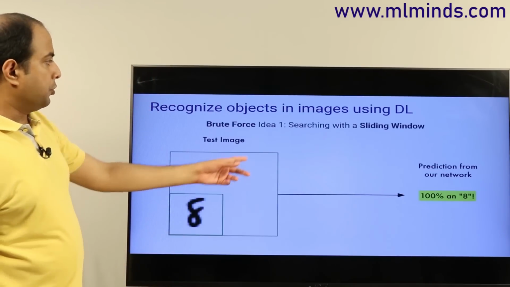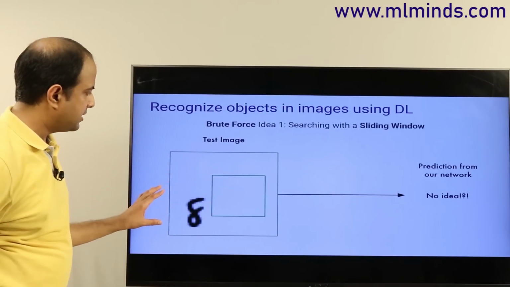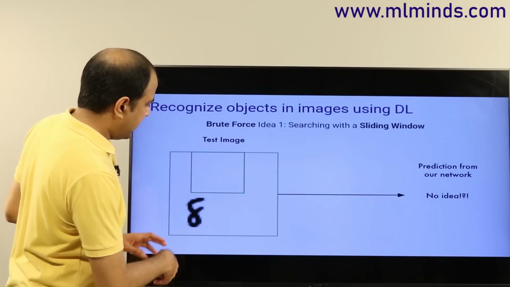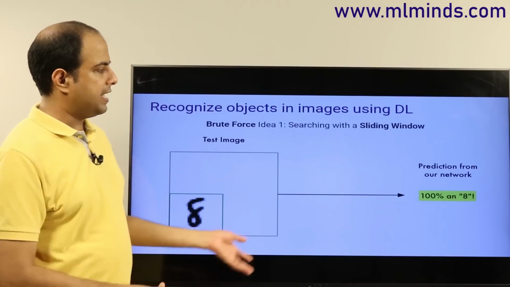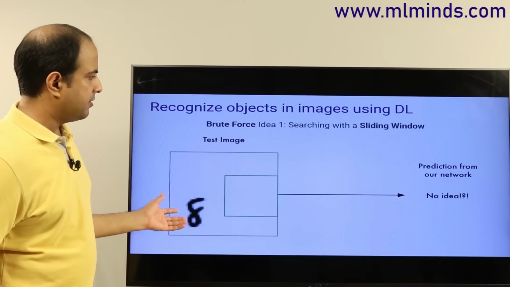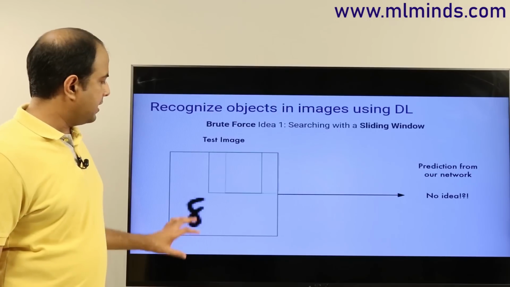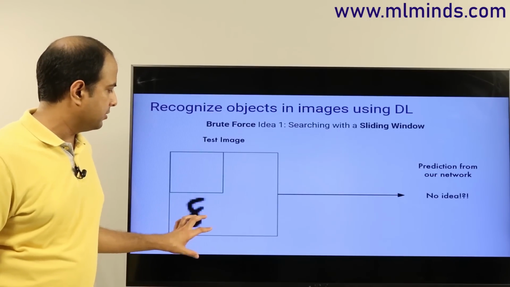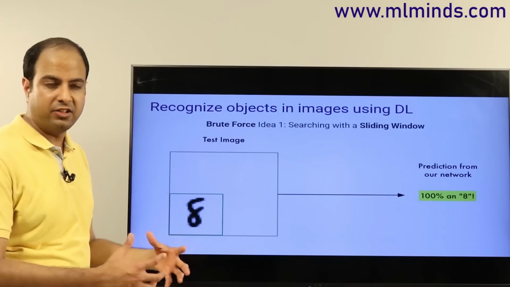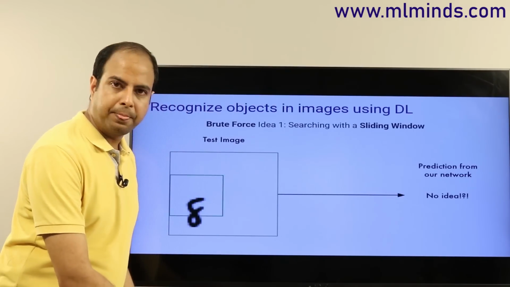So one way is a brute force search with a sliding window. Given a test image, you could divide it into different tiles, maybe overlapping ones, and then for each of them actually ask our network, hey, what do you think? For most of them, it will basically say no idea, it looks like an empty image to me. But at the particular point when the 8 appears at the center of the window, the network comes up with saying 100% an 8, and you can depend on that. That's great.